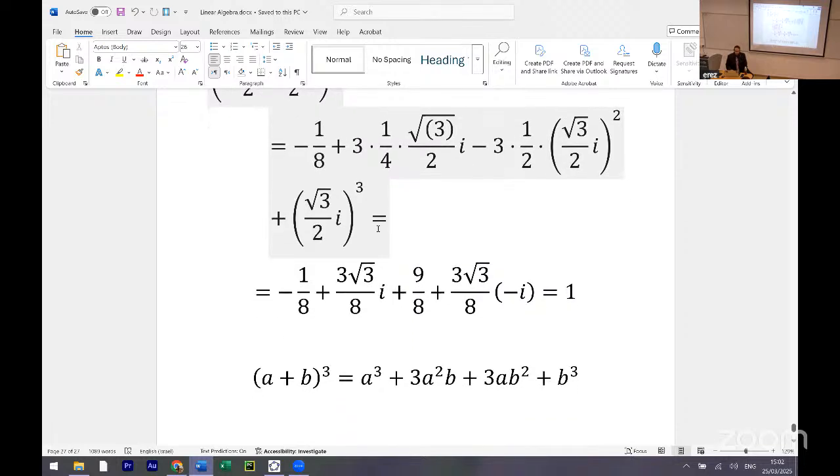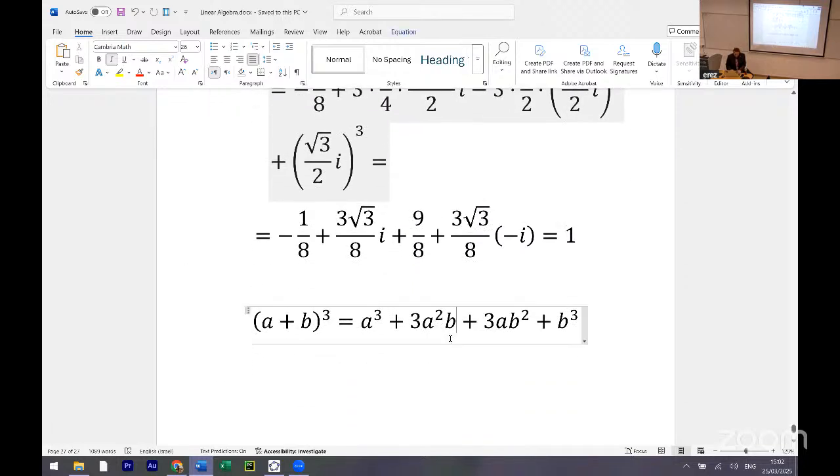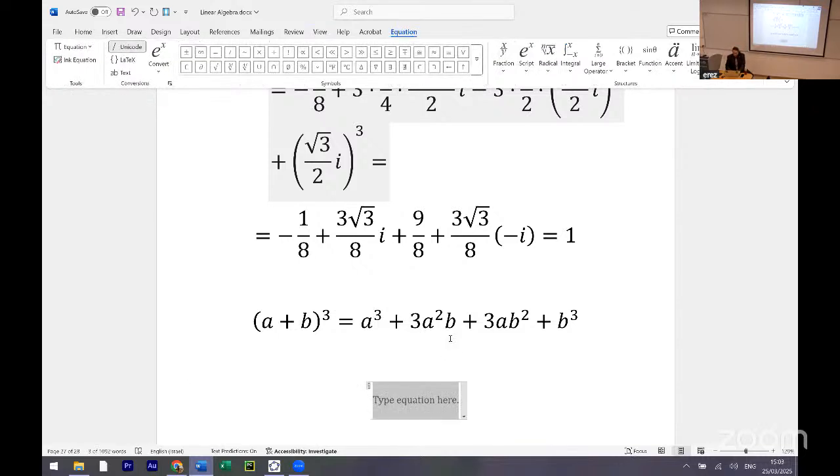Okay, and now I keep asking you, can you find another number such that z cubed equals 1? 4/3 pi? I think that's fine. Yeah, I think you're right. So 4/3 of pi is 240 degrees.